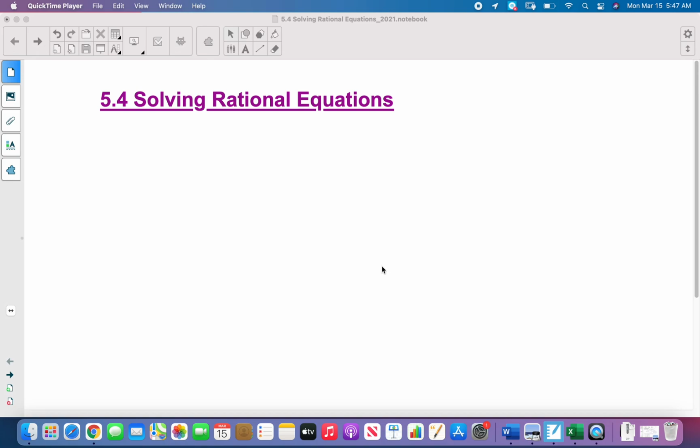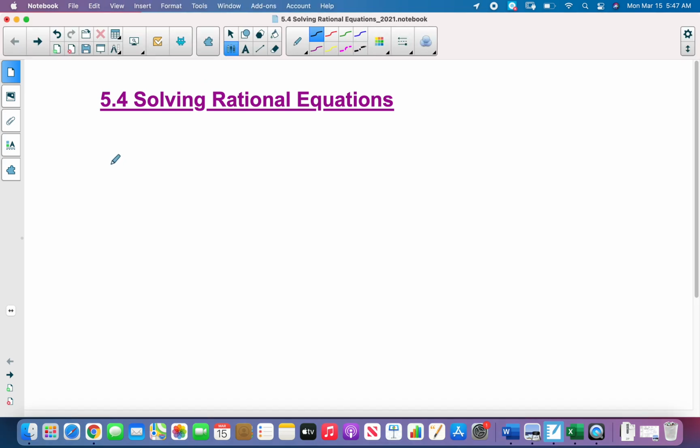5.4, solving rational equations. This lesson is about solving rational equations. They're kind of similar to what we did when we tried to solve an equation that has fractions in it. So let's just do a little bit of a review first.